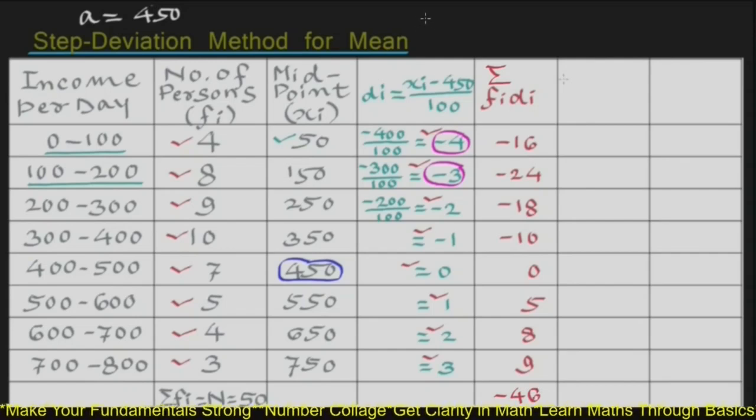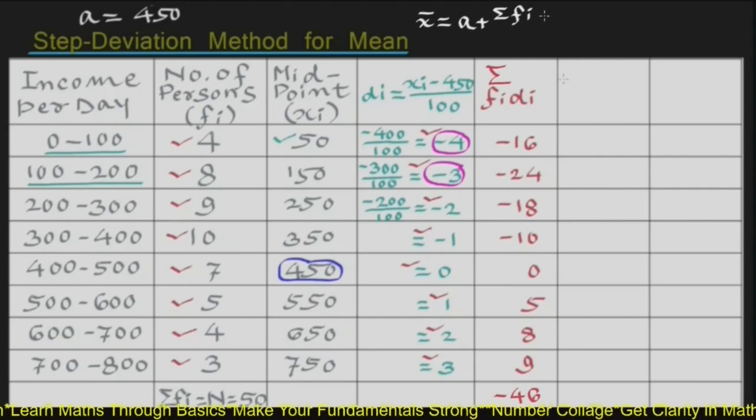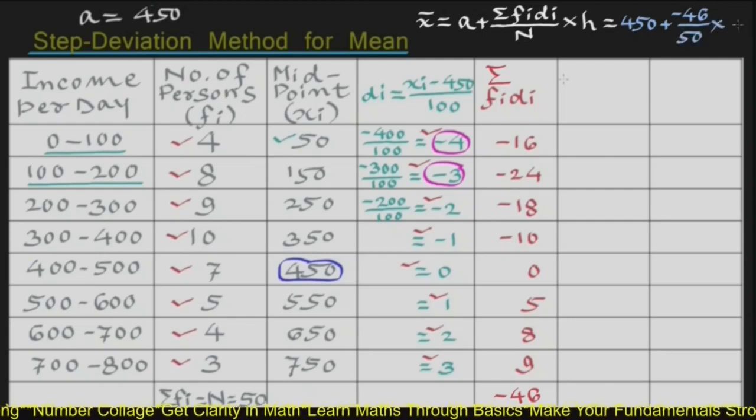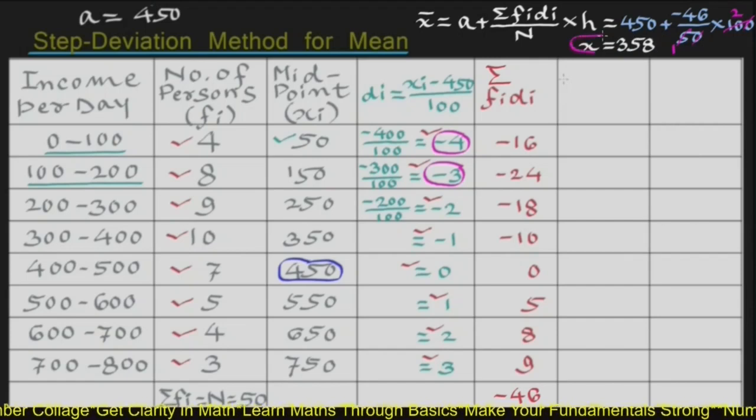Now we calculate mean x bar by the formula A plus summation fidi upon n multiplied by the common factor or class width h. This will be 450 plus minus 46 upon 50 multiplied by h, which is 100. 5 twos are 10. So this will be 450 minus 92, which is 358. This is the same mean which we obtained in the direct method.